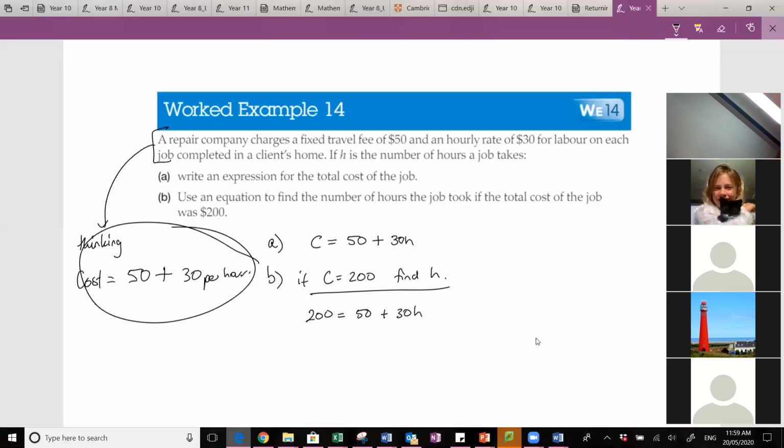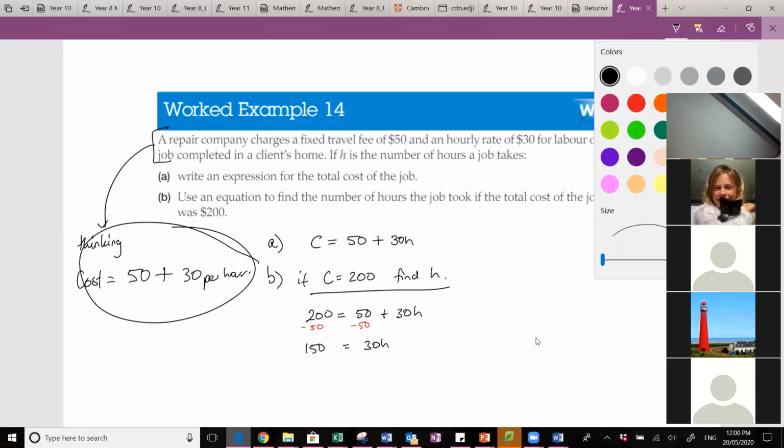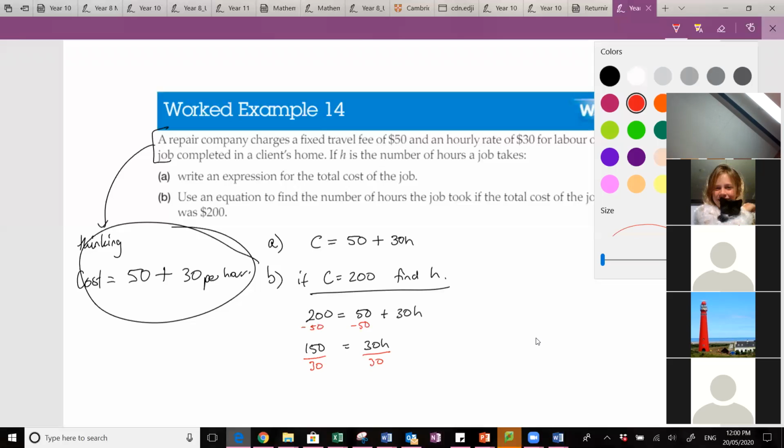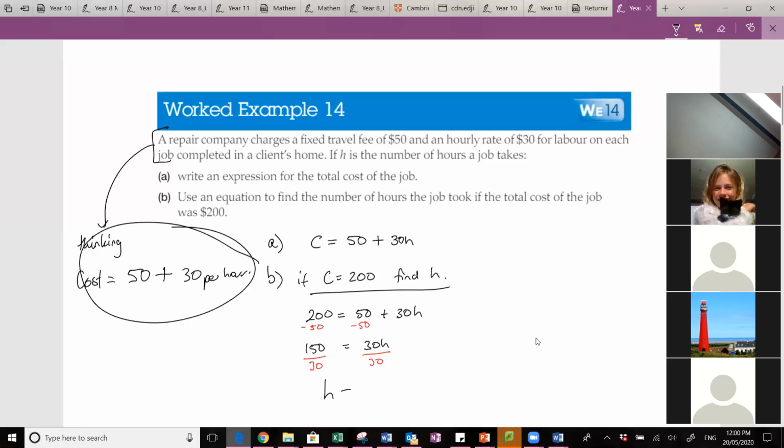Okay. Everyone give me some ideas what we should do. Minus 50 from both sides. Beautiful. Minus the 50 from both sides. So we've got 150 is equal to 30H. Okay, what should I do now? Divide 30 from both sides. Perfect. So divide 30 from both sides. So that one I can do in my head. So H equals 5. Now, that's a beautiful mathematical solution, but what do I have to do because we have a wordy question?